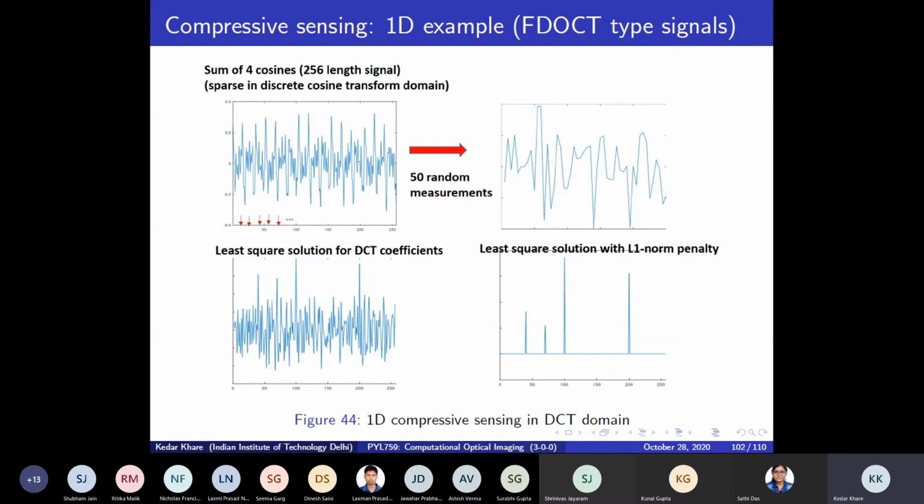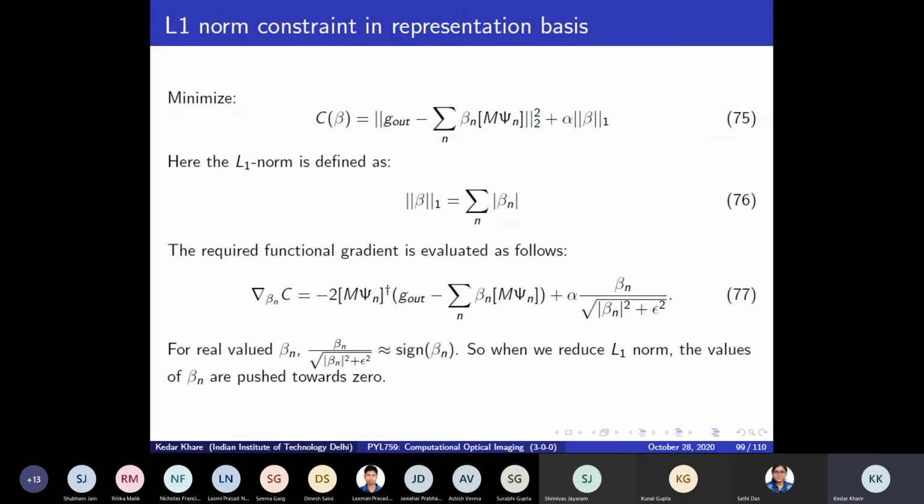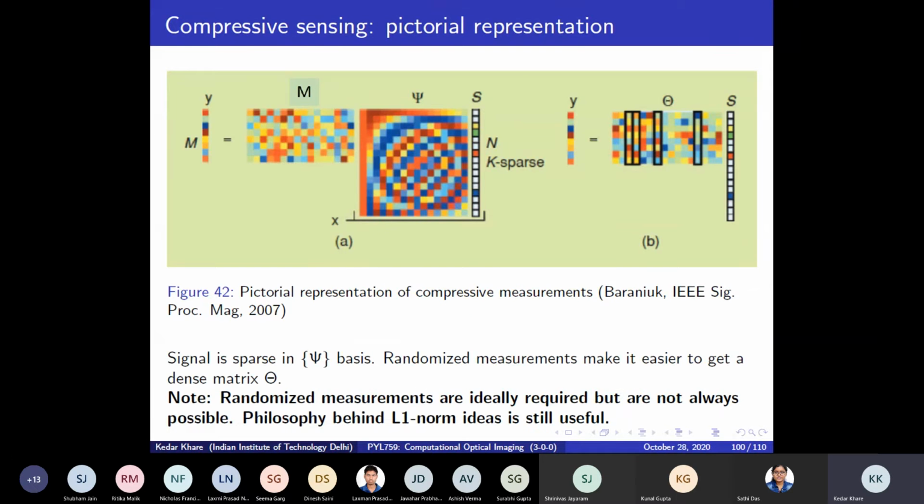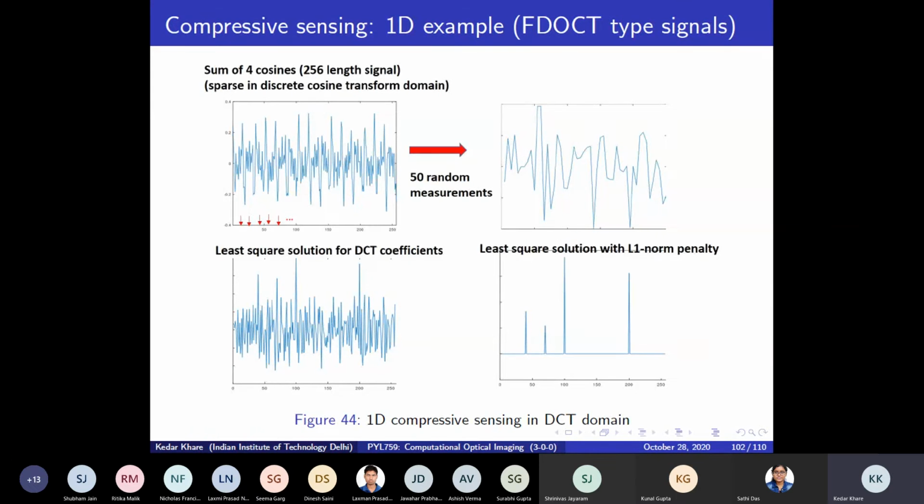You have to relate this back to these equations. This is the kind of equation I am solving. M is the matrix which just samples this signal randomly, Psi are the cosine transform basis vectors, and there are only 4 betas there. So instead of 256, I measured only 50 measurements and still get a reasonable solution. This is just an illustration of doing this L1 norm problem; instead of using TV, you can also do this in some preferred basis.